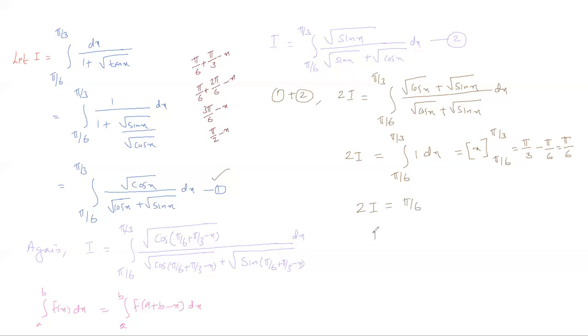But we need the value of I because that is our question. We call it as I. So divided by 2, that is pi by 12. So you can conclude that the integral from pi by 6 to pi by 3 dx divided by 1 plus root tan x equals pi by 12.